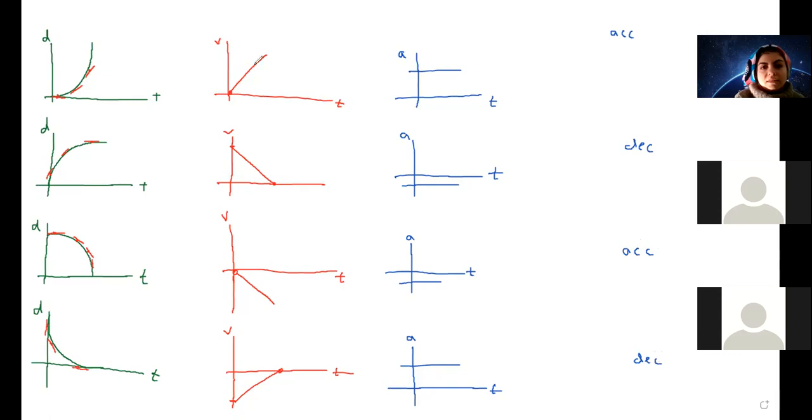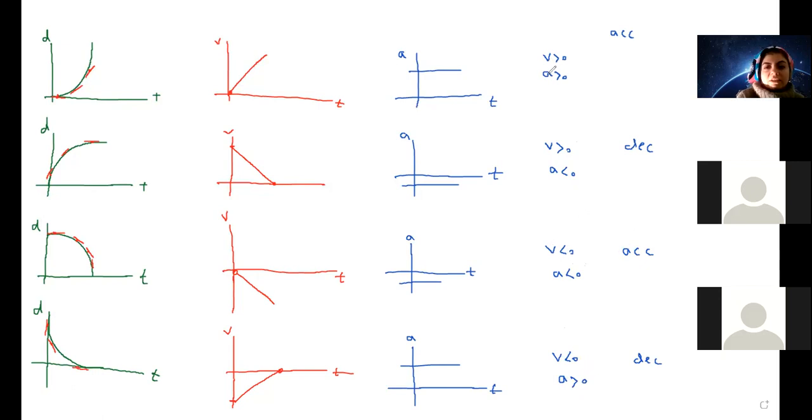Pay attention: here velocity is positive, right? Acceleration here is positive too. Here the velocity is positive, acceleration negative. Here the velocity is negative, see, it is under the x values. The velocity is negative, and the acceleration is negative as well, right? Here velocity is negative, acceleration positive. As you see, when both of them are positive or both are negative, you have acceleration.